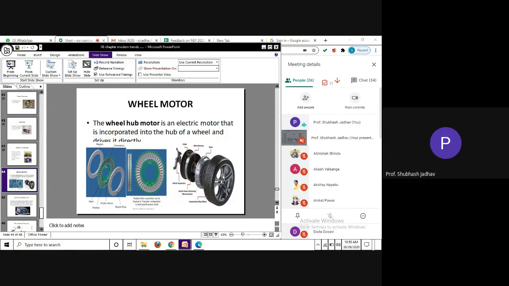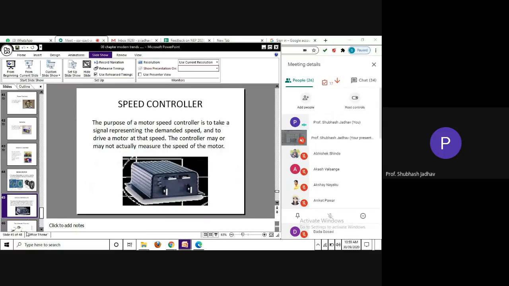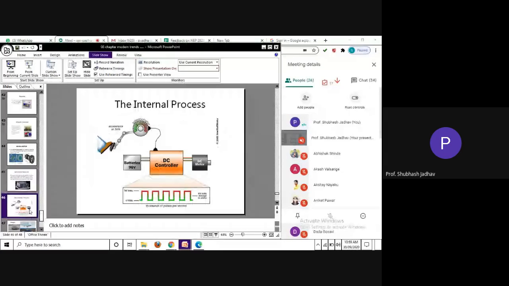So in electrical vehicles, we prefer to have a separate motor for every wheel, and this is the arrangement for that. Here we have a speed controller, which is again required in any electrical vehicle. So here it is shown how the system comes into the picture. When the accelerator is given, the potentiometer comes into action, and correspondingly the amount of energy going from the battery to the motor is changed, and correspondingly we will have the requirements met.